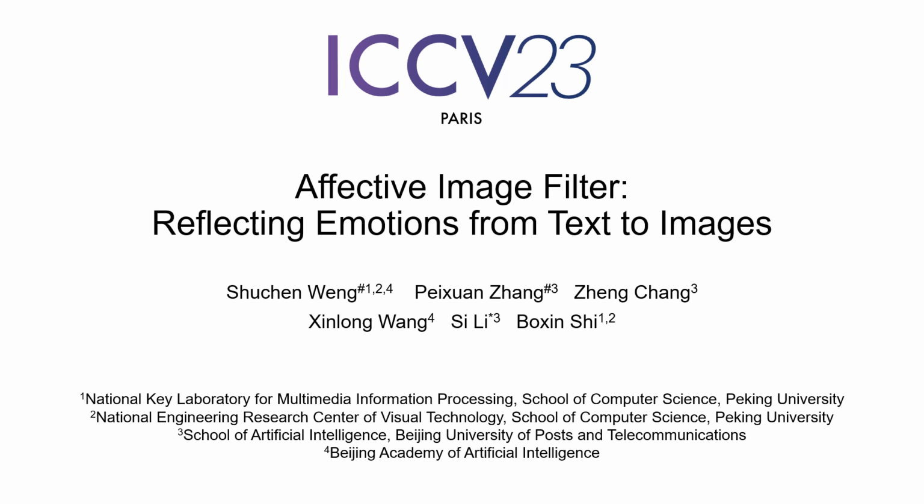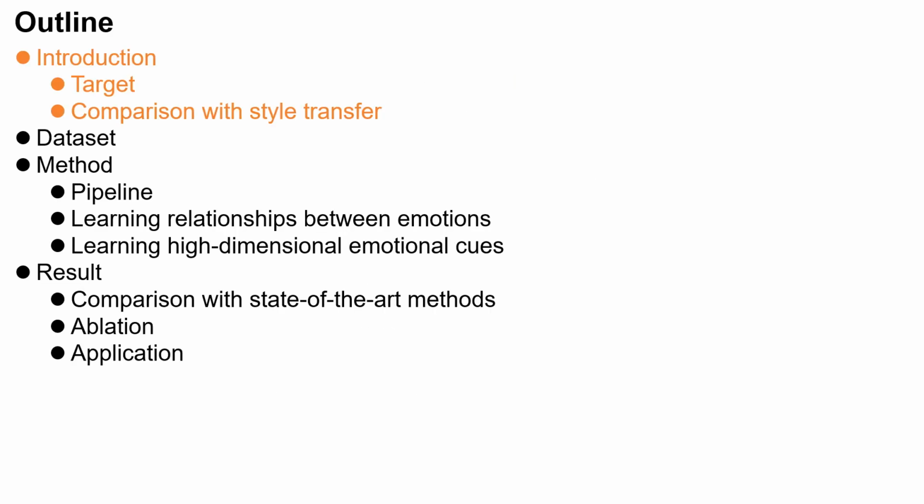In this work, we propose Affective Image Filter, reflecting emotions from text to images. We will elaborate on the following 4 parts.